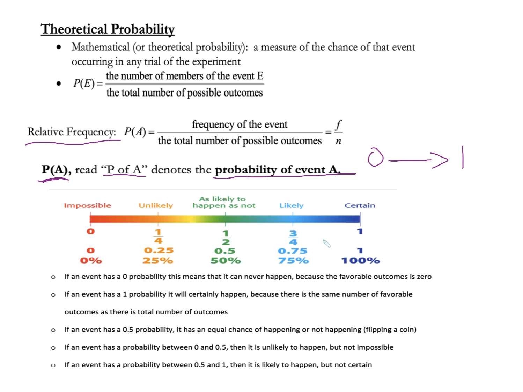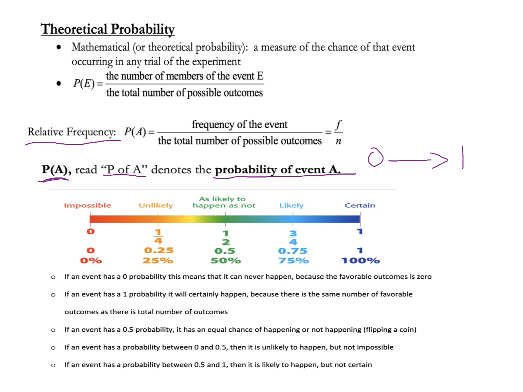So always remember, theoretical probability is just mathematical probability. Relative frequency is another word for probability. That's a new word they've been using, and it's basically experimental probability. And just remember, probability lies between 0 and 1. 0 means impossible, will never happen. 1 means certain, it will happen. If it's in the middle, it's a 50-50 chance. If it's between 0 and a half, it's unlikely. And if it's between a half and 1, it means it's likely to happen.